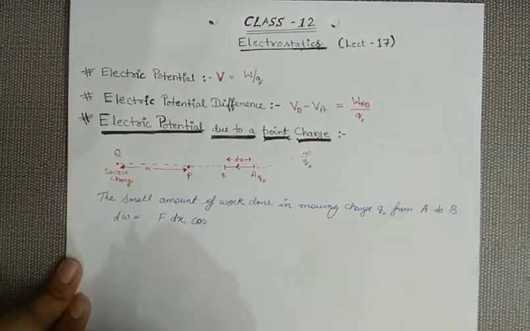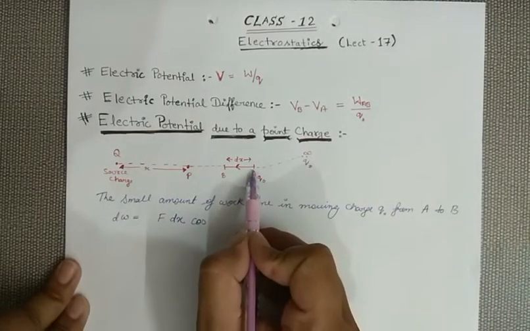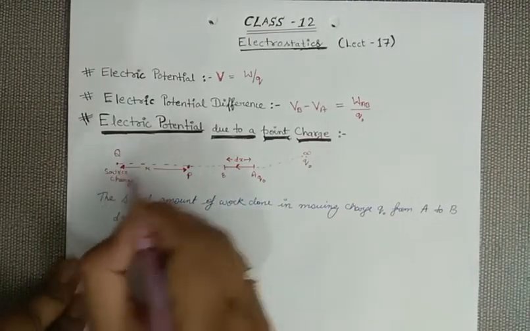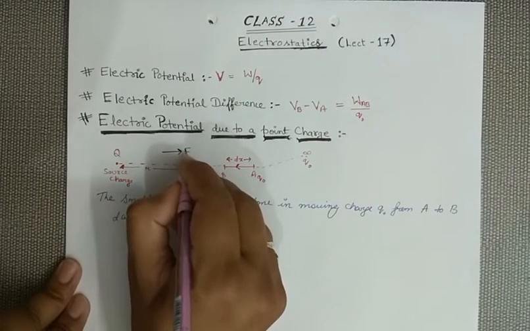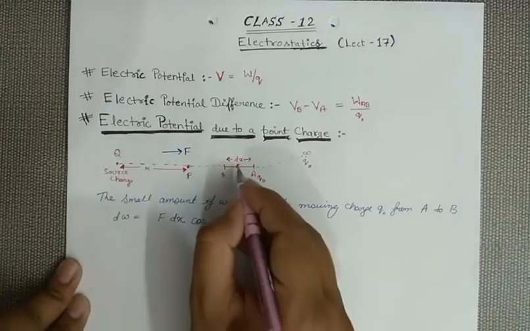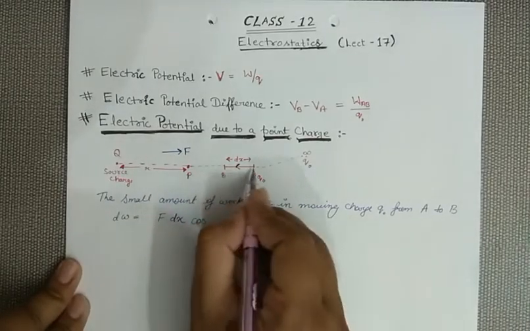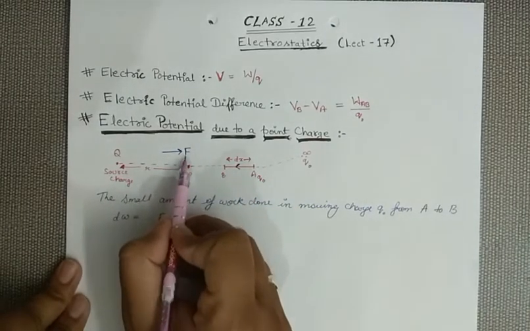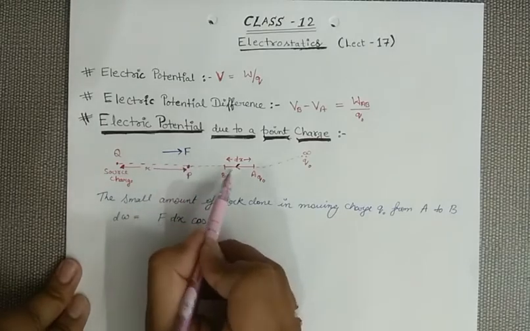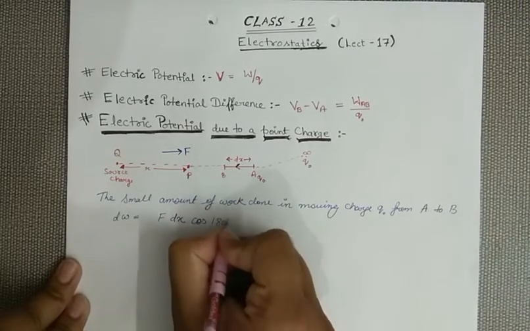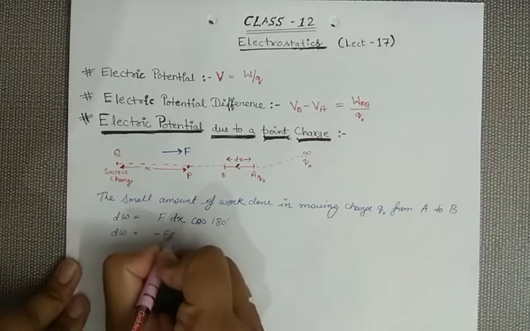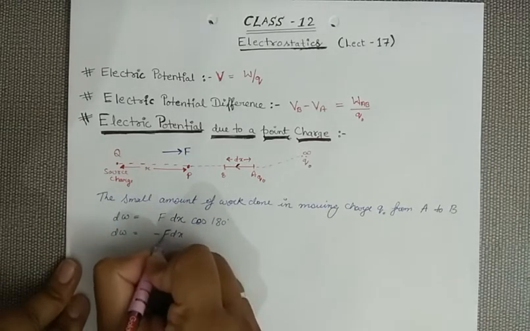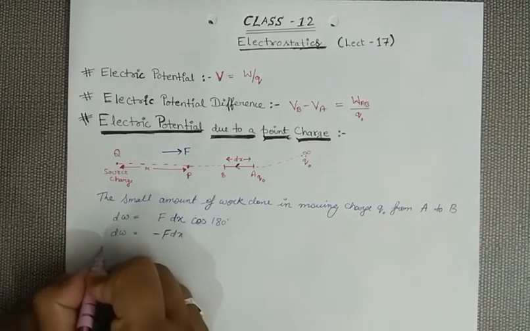Now see it carefully. When I move this charge from A to B, the source charge will apply the force in this direction. So this is the direction of the force applied by the source charge, and this arrow represents the direction of displacement. Direction of force and direction of displacement are opposite, so we write 180 here. So our work done is minus F dx, minus because cos 180 is minus 1.